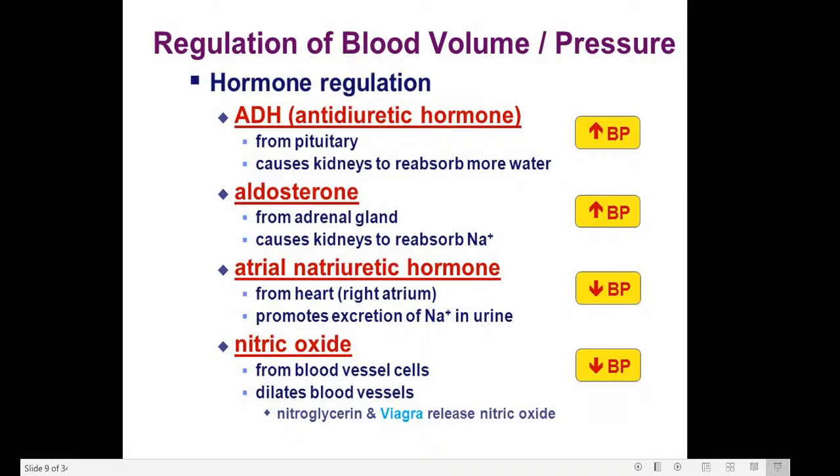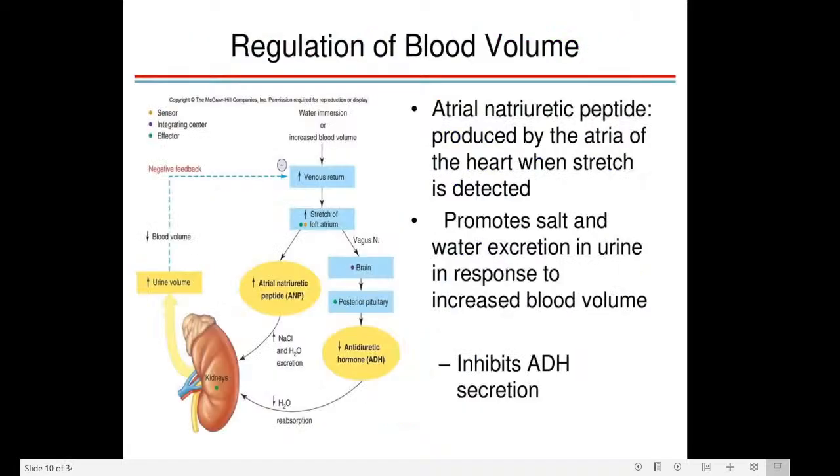Some oxygens provide the limited nitric oxides for their operation purpose. This is the regulation of blood volume image. Here you can see that water immersion increases the blood volume. The nerves are activated, so the pressure should be high. The stretching of the atrium means there is a high blood flow, right? So the stretching of the left atrium is high, and the left atrium acts as a sensor.